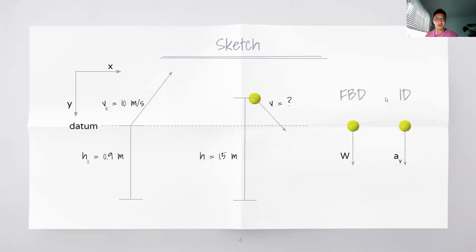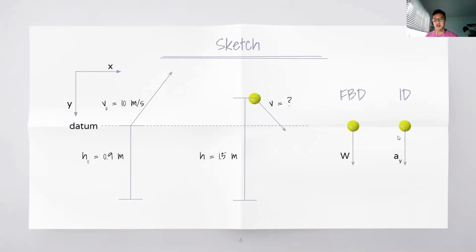And here is our sketch again. And to make things easy, we draw our datum line here where I apply the initial velocity so that in our first location, we have no potential energy.